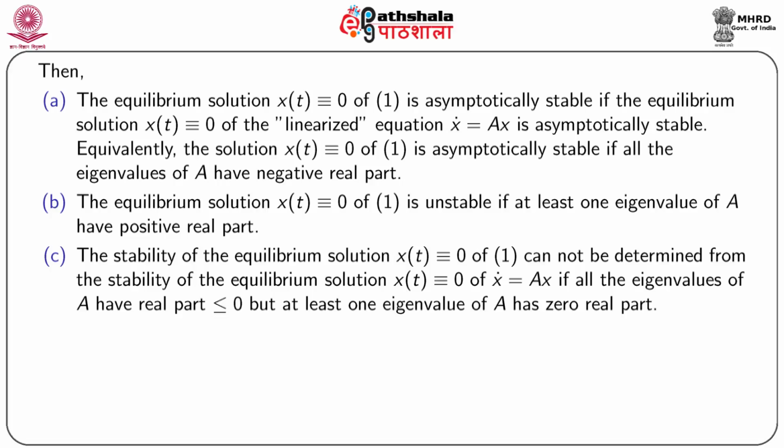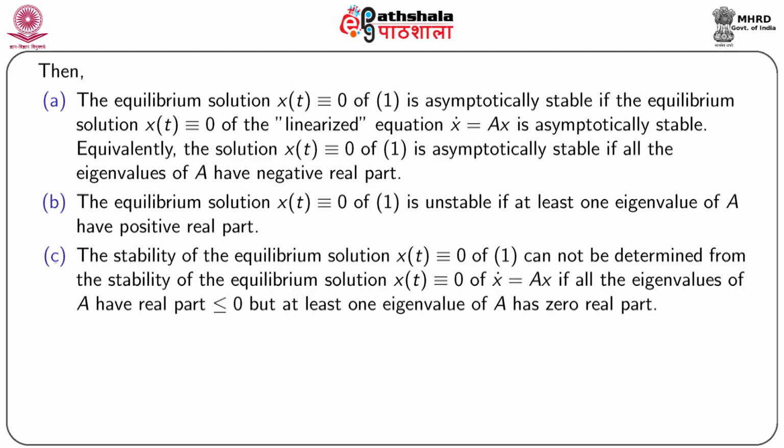Equivalently, the solution x(t) equal to 0 of (1) is asymptotically stable if all the eigenvalues of A have negative real part. Number B, the equilibrium solution x(t) equal to 0 of (1) is unstable if at least one eigenvalue of A has positive real part.